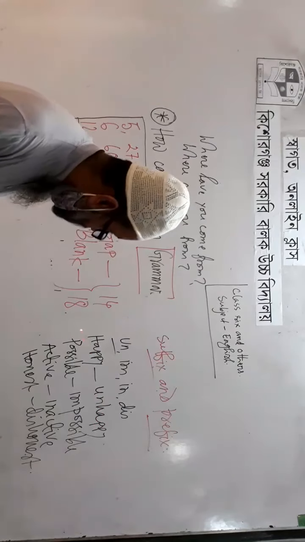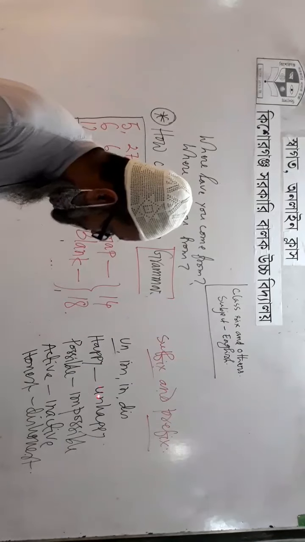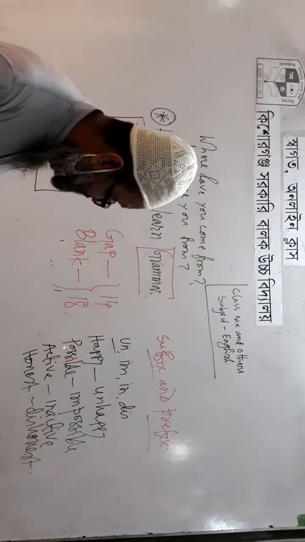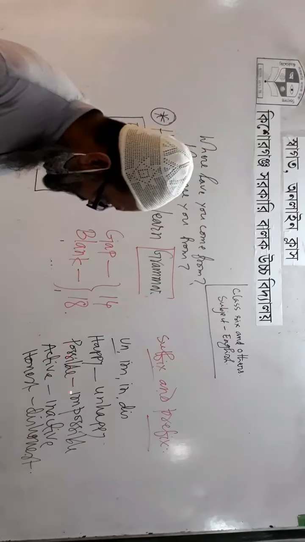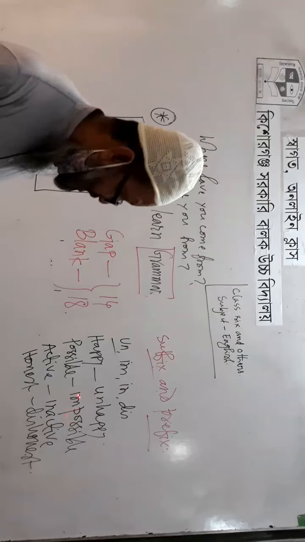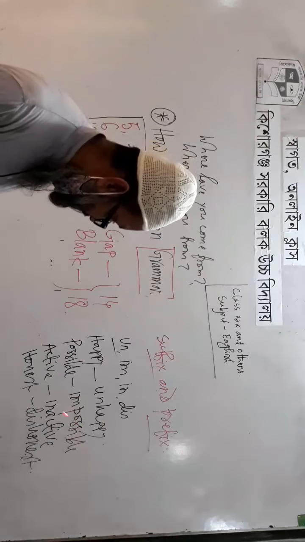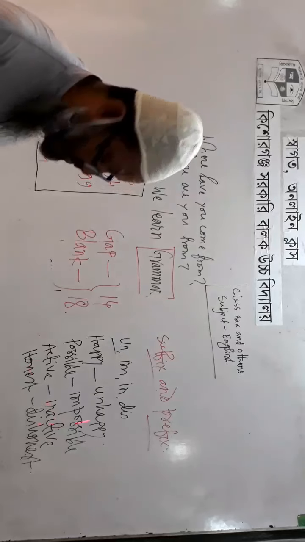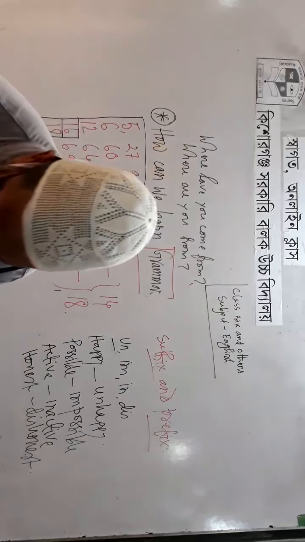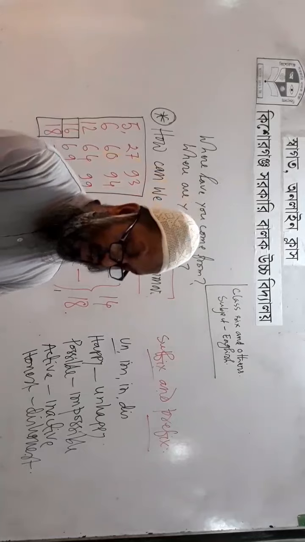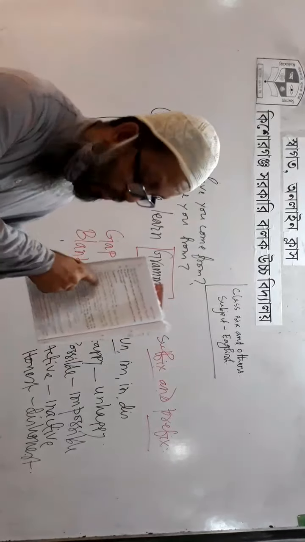Happy is one word, and another opposite word is unhappy. In the same way, possible is one word, in the positive sense, and impossible is another new word which is in the opposite sense. Active, inactive, honest, dishonest. In this way, we can get the idea of suffix and prefix from this box.